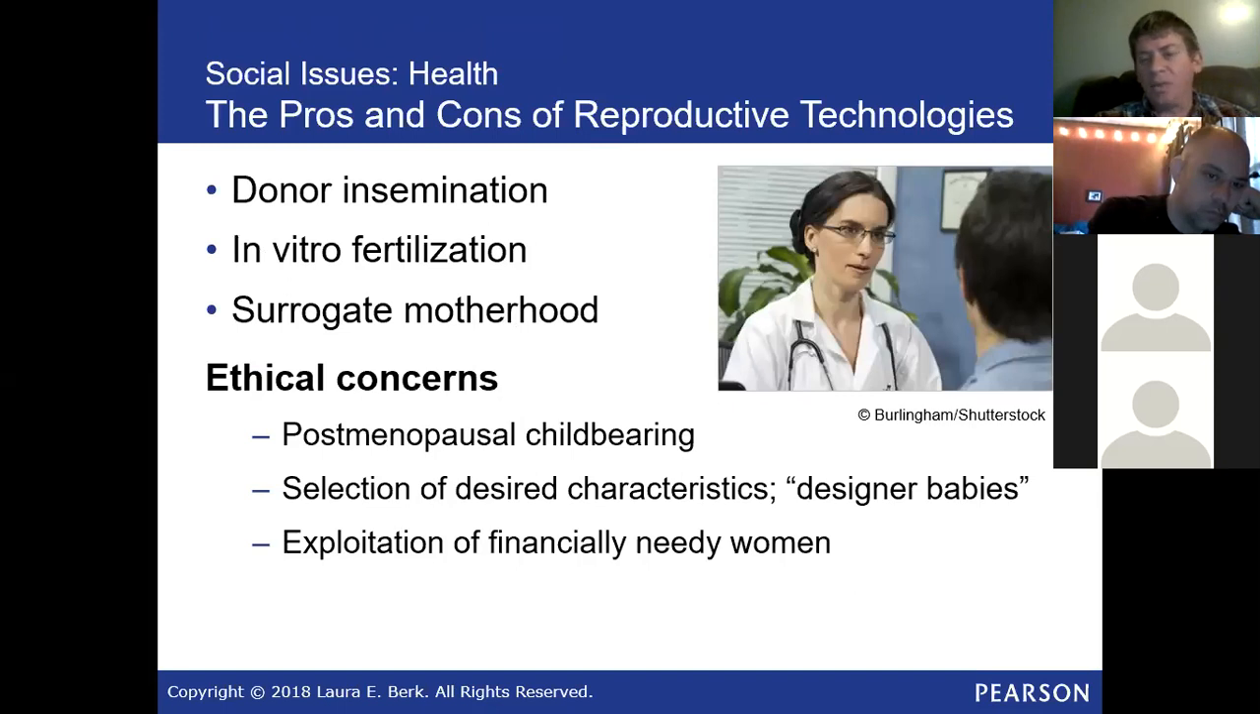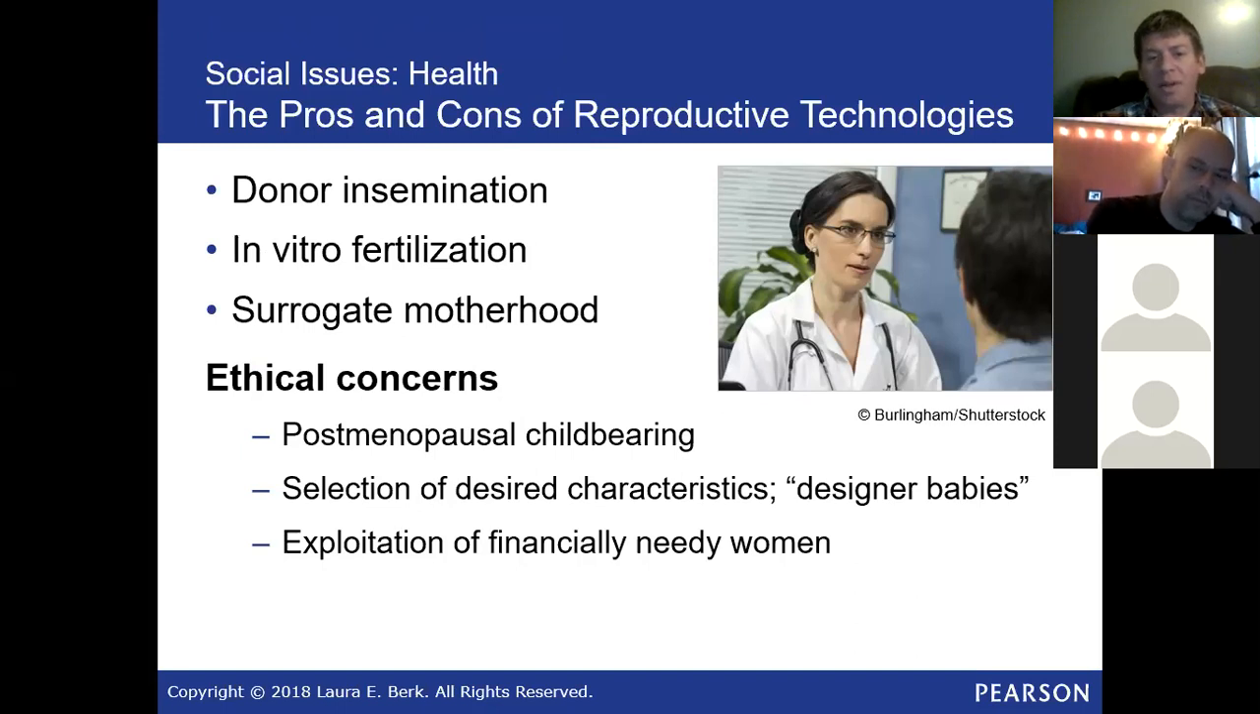The pros and cons of reproductive technology. Donor insemination, right? Not just artificial insemination from the father, but donor insemination. In vitro fertilization, so you're placing fertilized eggs. Surrogate motherhood, where another woman carries the child for you.